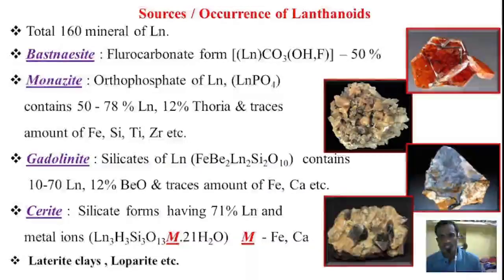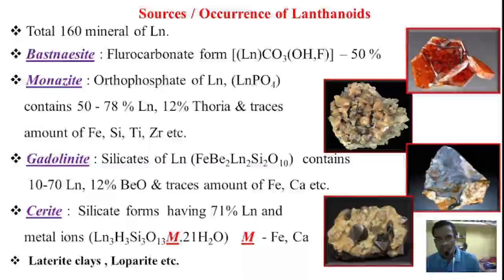These lanthanoids exist in different forms, and based upon that they are classified. Bastnasite, in which the lanthanoids exist in fluorocarbonate form, has a lanthanoid content of about 50%, while monazite exists as orthophosphate, meaning in the form of lanthanum phosphates, in which the lanthanoid content is about 50 to 78%. The major content of this ore is thoria, about 12%, and trace amounts of iron, silicon, titanium, zirconium, etc. That is, some transition elements.